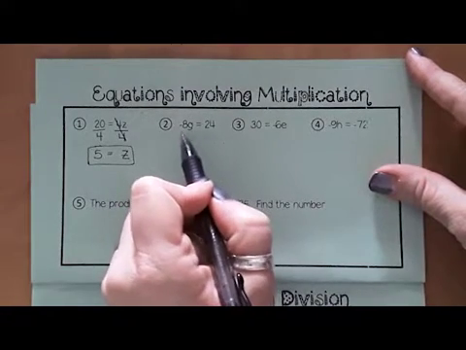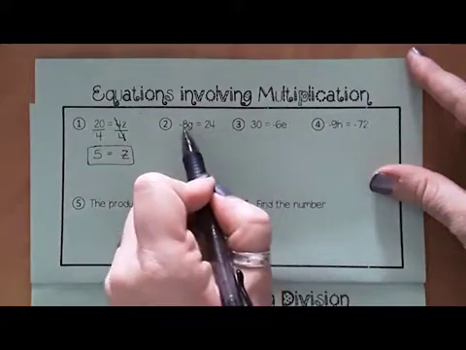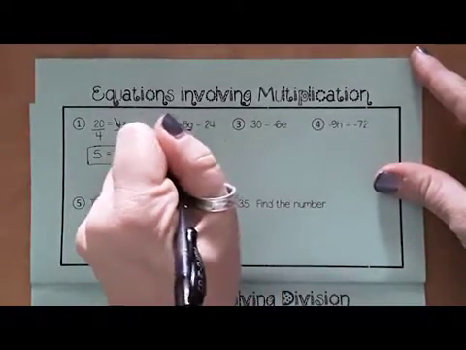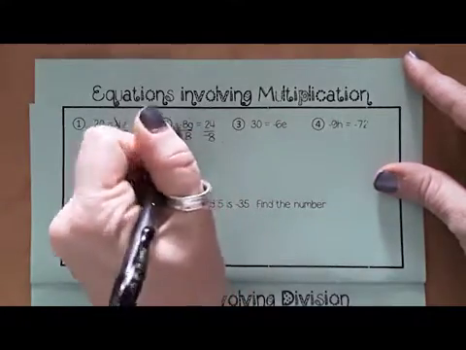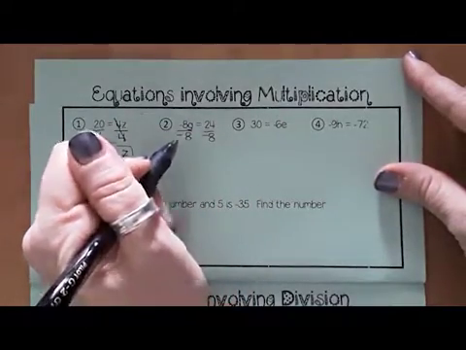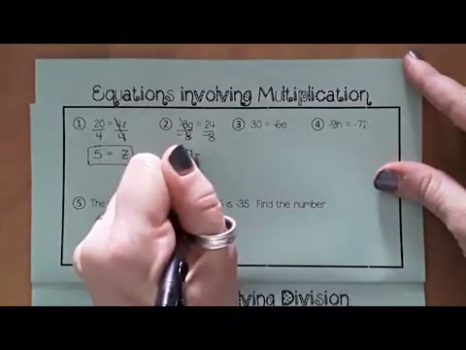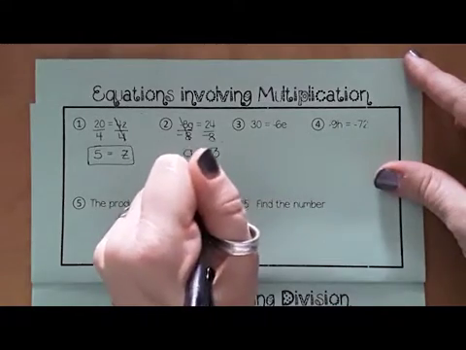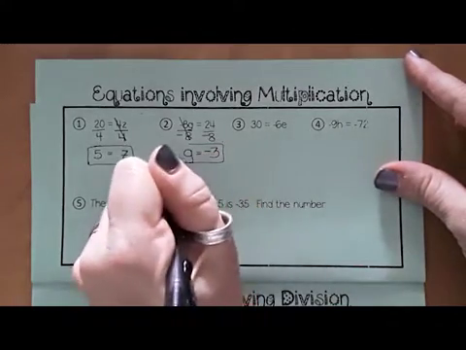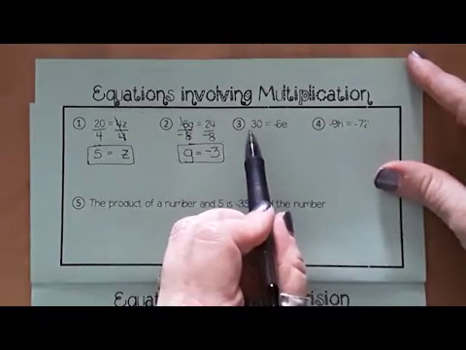All right, let's go to number 2. In order for me to get g by himself, it says negative 8 times g equals 24. I'm going to do the opposite of multiply and divide negative 8 by both sides. Negative 8 divided by negative 8 is a positive 1. Cancel that and just write g. And 24 divided by negative 8 is a negative 3. g equals negative 3.